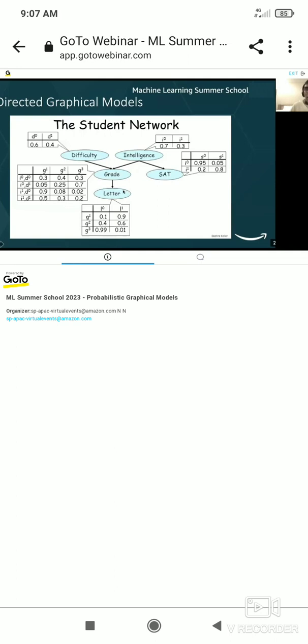To understand directed graphical models in a little more detail, we will make use of the canonical student network example shown on this slide. This network has 5 different nodes: difficulty, intelligence, grade, letter, and SAT. Difficulty signifies how difficult a given test was, with 0.6 indicating that the test was not difficult and 0.4 indicating the test was difficult. Intelligence signifies how intelligent the student is, with a 0.7 probability the student is not intelligent and a 0.3 probability the student is intelligent.